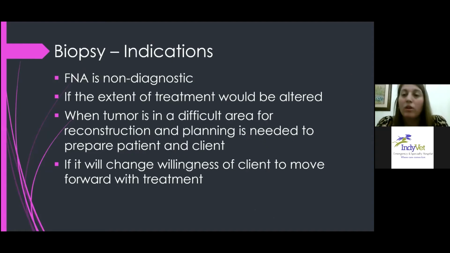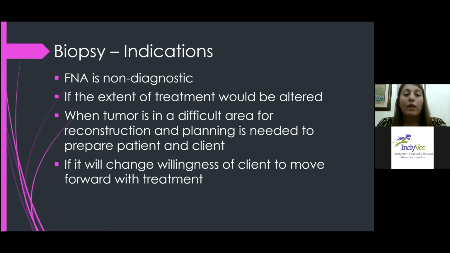So moving on to our second type of sampling, biopsy. So what are the indications to do a biopsy? One, if our fine needle aspirate is not diagnostic. It was too bloody of a sample, we didn't get good cells, we couldn't prepare it properly, something that makes it non-diagnostic, and we need to do something further.